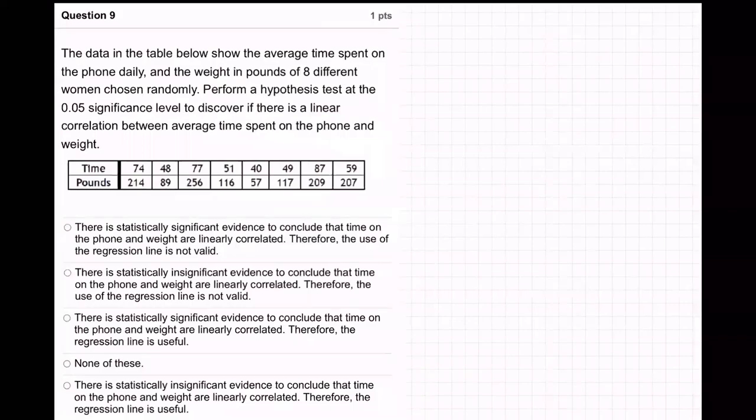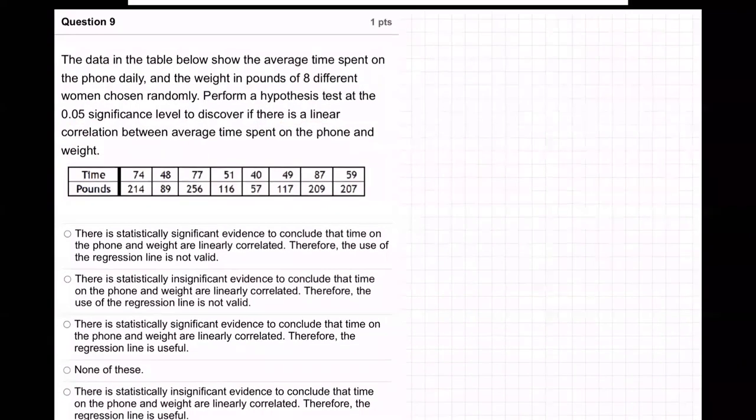Okay, on this question, it says the data in the table below shows the average time spent on the phone daily and the weight in pounds of 8 different women chosen randomly. Perform a hypothesis test at the 0.05 level to discover if there's a linear correlation between average time spent on the phone and weight.